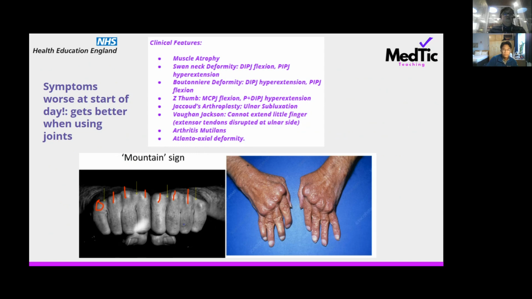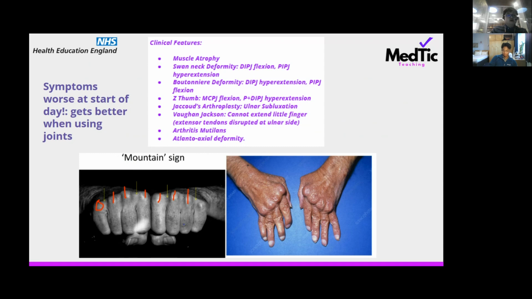If we just go to the next one to see what I mean by those examination signs, you can see that I've listed out a few clinical features that may come up in an exam for rheumatoid arthritis. The ones that come up most often, and that you may see in clinical practice, are muscle atrophy, which is quite a late sign; swan-neck deformity, where you have flexion of your distal interphalangeal joints and hyperextension of your proximal interphalangeal joints, which makes it look like a swan neck; and Z-thumb, which describes how the metacarpophalangeal joint at your thumb is bent so that it looks like the letter Z.